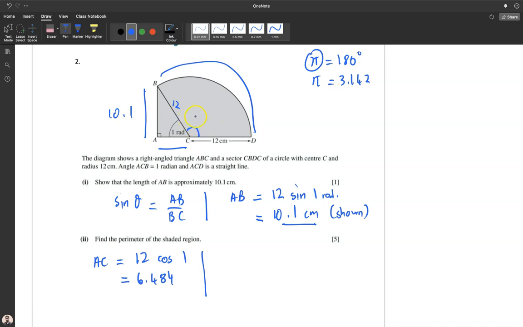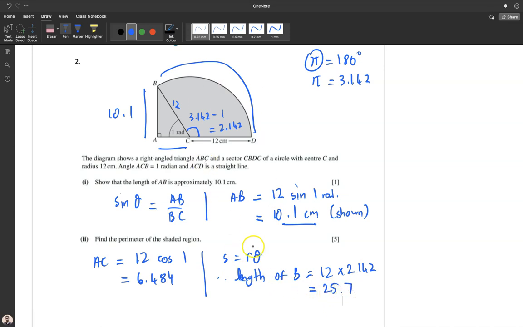Okay, so I'm going to try to find this. In order to find this, I just take 3.142 minus 1 radian. So I'm going to end up with 2.142 radians. Okay, so I'm just going to use this in order for me to find S equals R theta for my BD. Therefore, the length of BD is equivalent to R, which is 12, times 2.142. Okay, this should give me about 25.7.